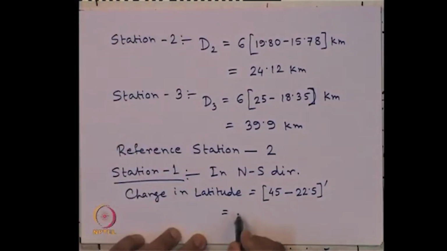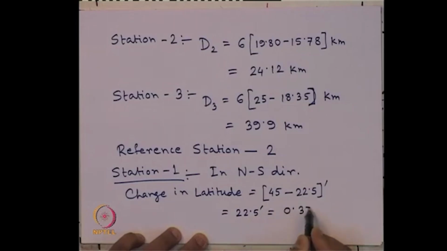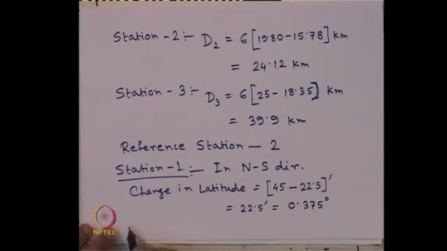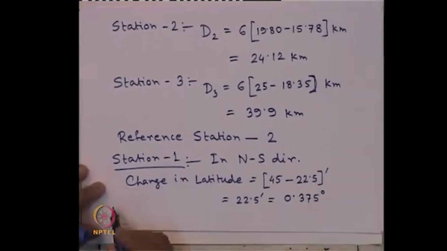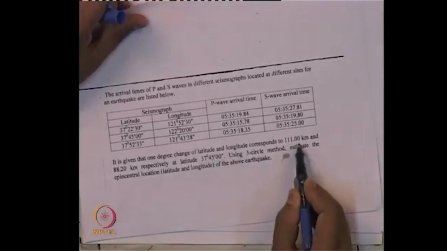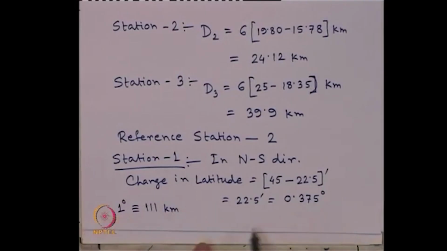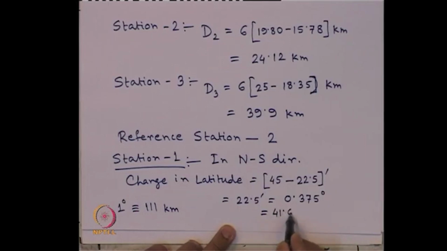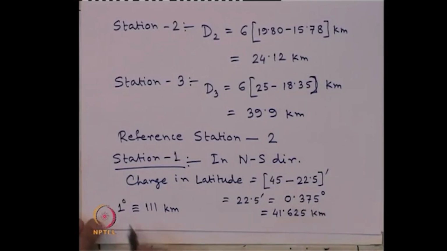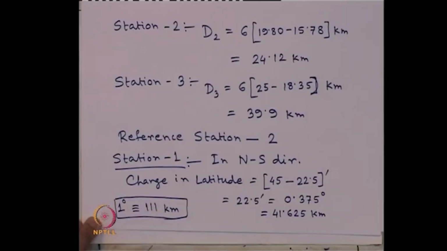So, it gives us 22.5 minutes, which corresponds to, if we convert it to degrees, 0.375 degree. Now, it is given to us that 1 degree corresponds to how many kilometers of variation in the latitude? 1 degree corresponds to 111 kilometers. So, 1 degree means 111 kilometers. So, we can say this is equivalent to 41.625 kilometers. This 0.375 degree corresponds to this distance, because this data is given to us.